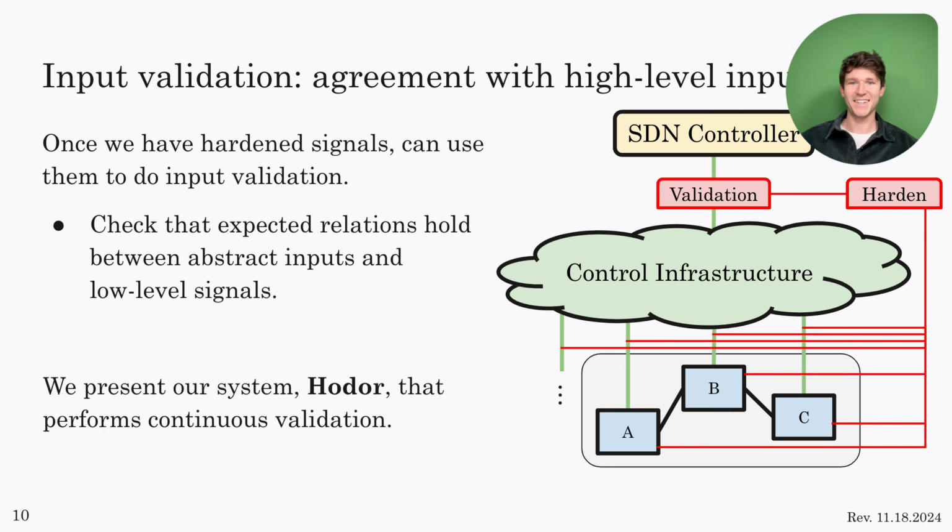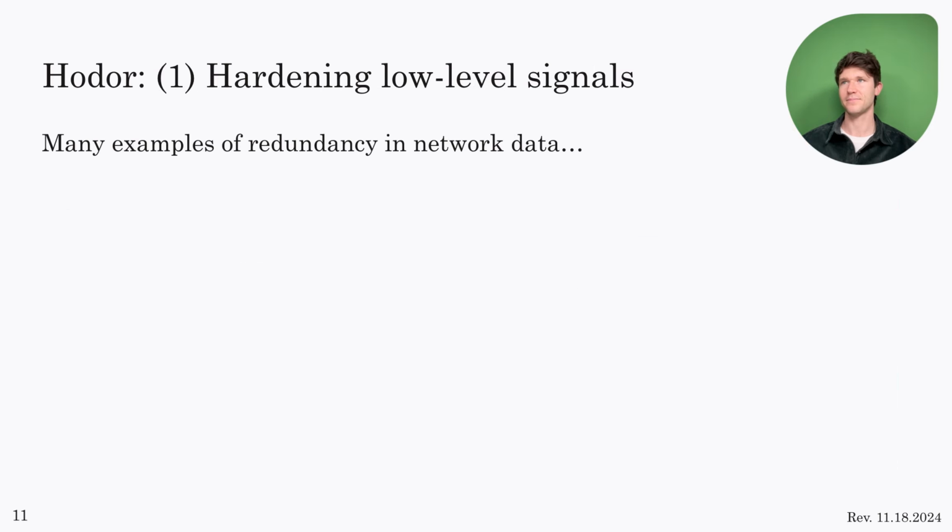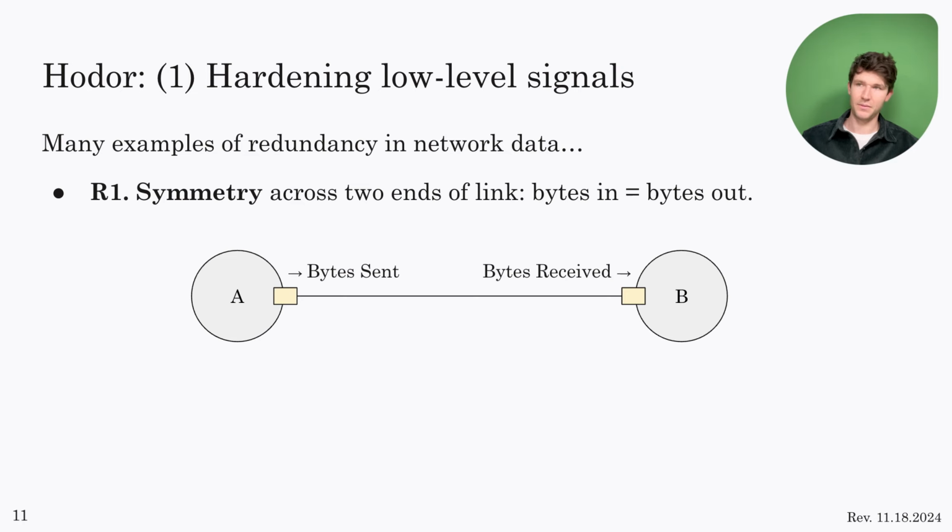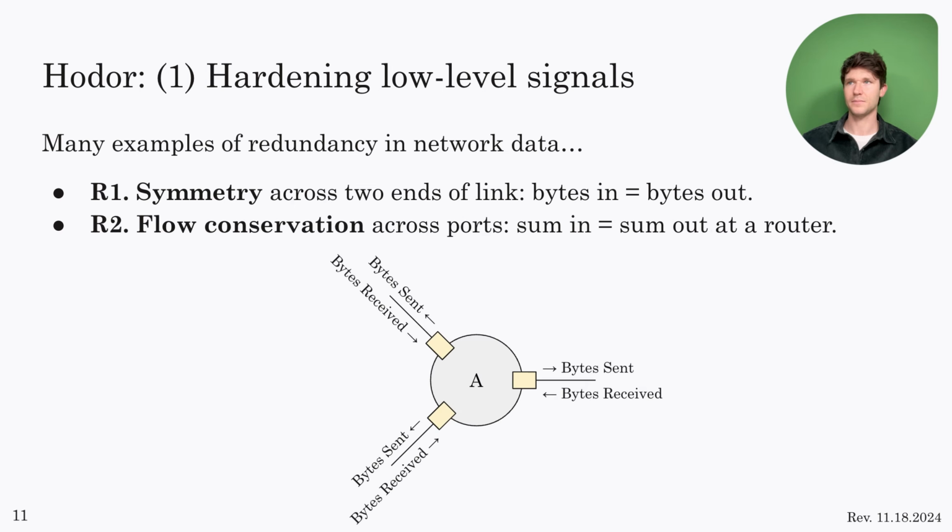But in this paper, we present our system HODOR that performs such validation continuously, ingesting network measurements and applying validation checks on the controller inputs. So after collecting all signals, HODOR begins by hardening the network snapshot. There are many examples of the kind of redundancy that we seek to take advantage of. For example, there is link symmetry, which says that packets sent on one side of a link or placed on one interface should match the packets received on the other side of a link. Another is flow conservation that, simply put, says that packets shouldn't ever disappear at a router. Or mathematically put, that the sum of packets or bytes received at a router should equal the sum of packets sent plus the sum of packets dropped.